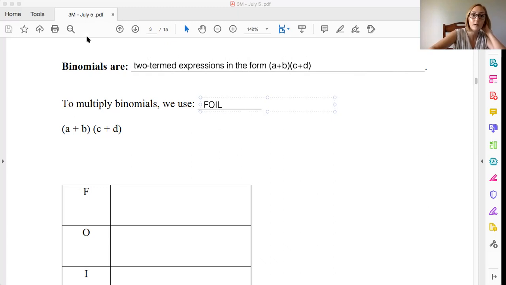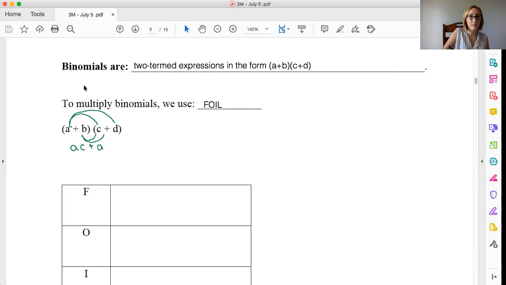I'm going to use my pencil here to draw this one out. We do A times C, and then we do A times D. So we do the first term and then the outer. And then we do the inner term, and then the last term. So A times C becomes AC, plus A times D, which is AD.